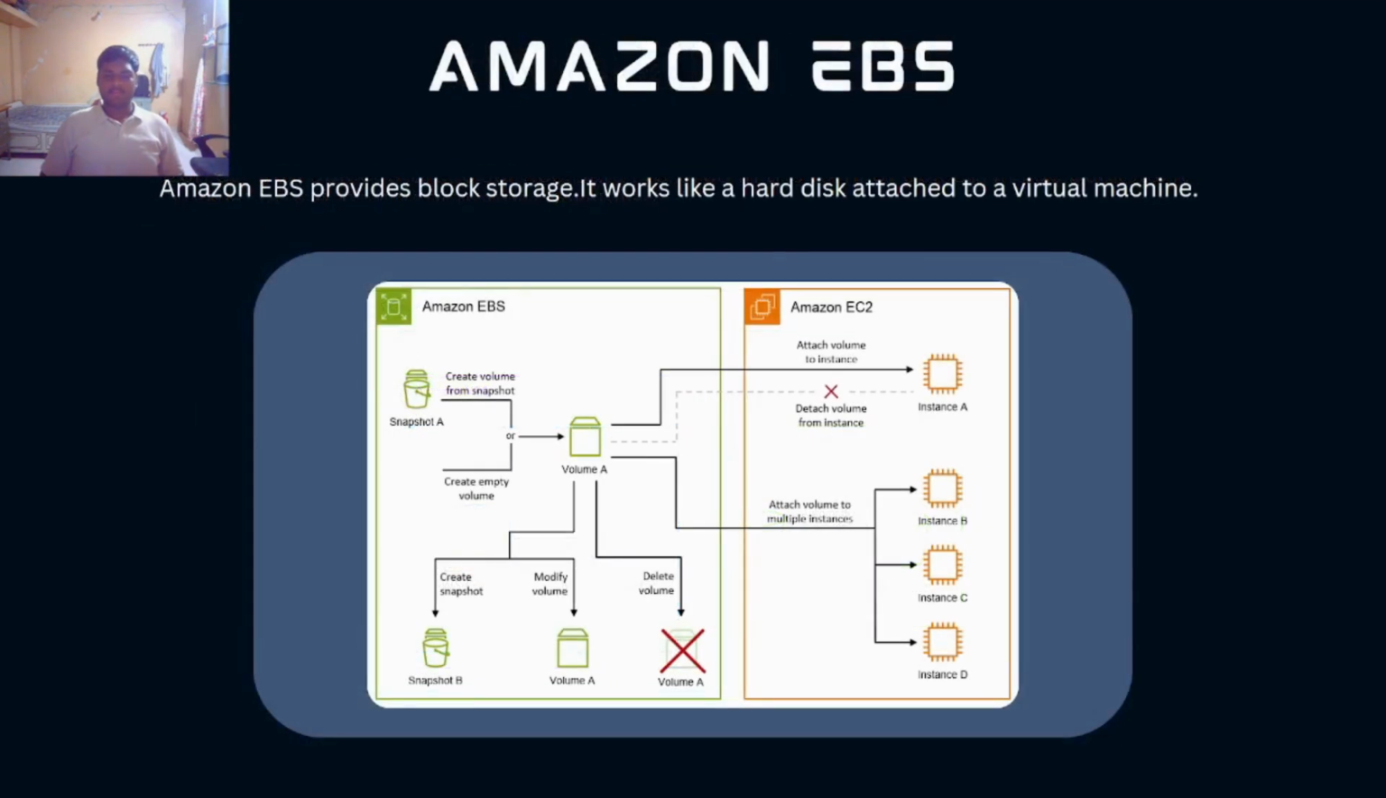Next type is EBS. Amazon EBS provides block storage. It works like a hard disk attached to a virtual machine. Amazon EBS is used to create storage volumes. A volume can be created from a snapshot or as an empty volume. These volumes are attached to the EC2 instance. Normally, a volume can be attached to only one instance at a time. Snapshots are used for backups and recoveries.